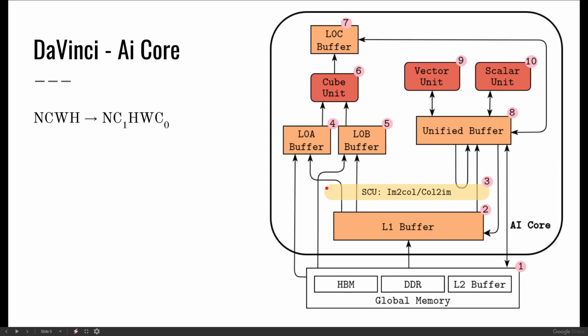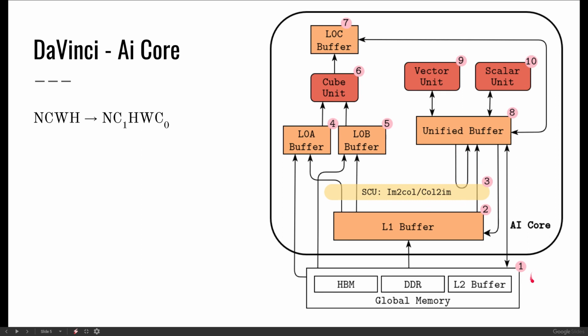The last component inside of the AI core is the SCU, which is represented by this yellow transparent rectangle here, and it's responsible for the image to column and column-to-image instructions that DaVinci supports. So basically all the arrows that go underneath the SCU can perform image to column. Image to column is a load, and while you're loading from L1 to the unified buffer, for example, you can perform an image to column operation. Or from the unified buffer to the unified buffer, you can perform a column-to-image operation.